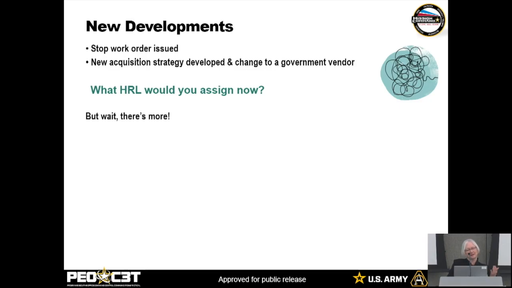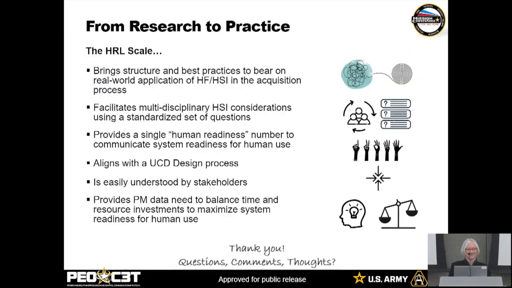All right, so we had the stop work. We have a new acquisition strategy, and we changed to a government vendor. Where are we now? What HRL am I at now? Do I have to go back to HRL 1? So I don't think we have to totally go back to 1.